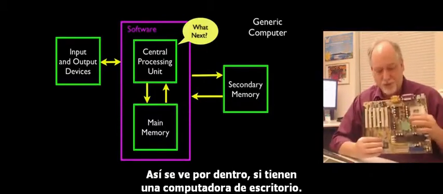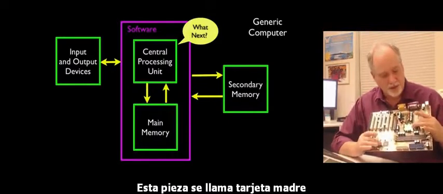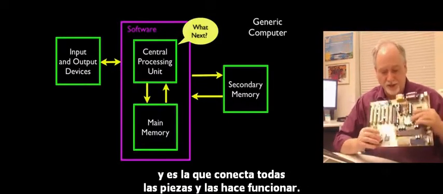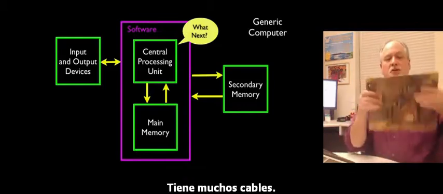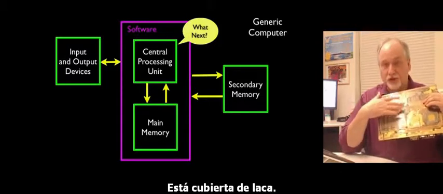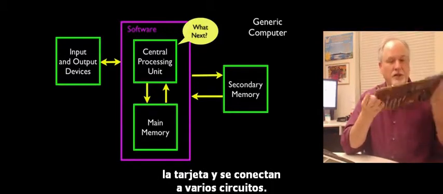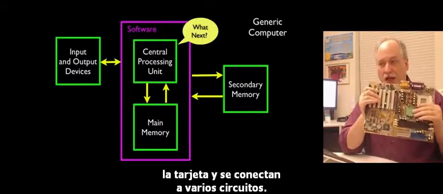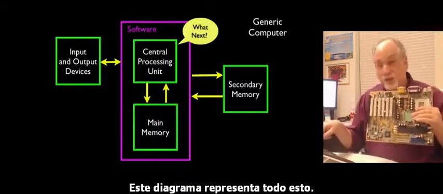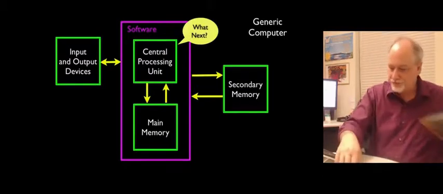And if you have a desktop computer, this is more like what it looks like inside. This part is called a motherboard, and it's kind of like the thing that connects and brings everything together. It's got a bunch of wires. Each one of those little lines here is a wire. It's covered with sort of a lacquer. And then there are things that penetrate the board and then connect to various chips. And this whole thing is what this picture is, but it really is connecting a number of different components.